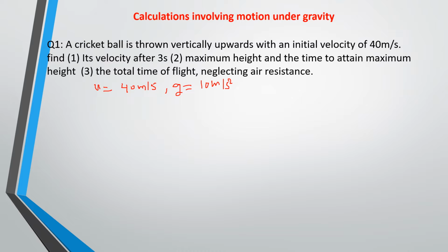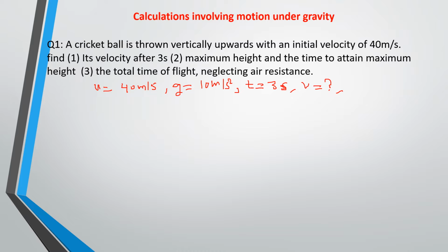So from the first equation of motion, in the first question you are asked to find the velocity after time t. t is also given to you. t is 3 seconds. So you are asked to find the velocity after 3 seconds, and that is what you don't know, so put a question mark there.